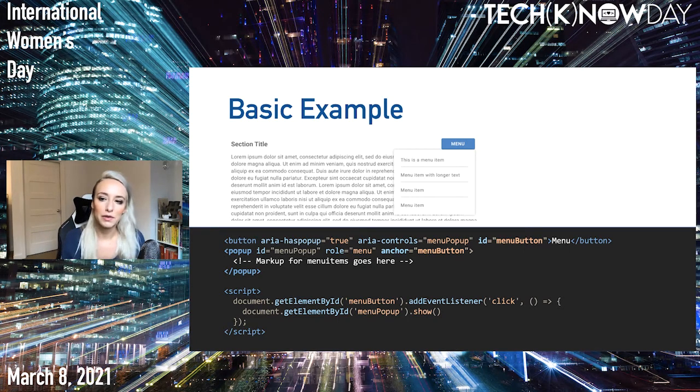Here we have a button element and a pop-up element. To tie the button to the pop-up, we give the button an ID equal to menu-button, and we use an anchor attribute and set that value to the button ID, so anchor equals menu-button. One thing I want to note here is that currently our pop-up menus are not visible until show is called by the author, so we do have that bit of script down below.